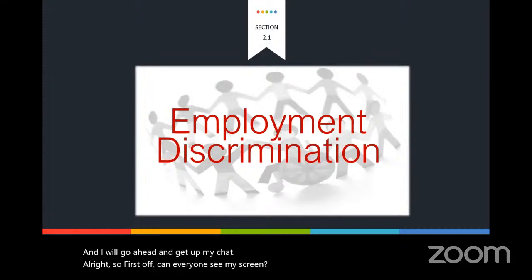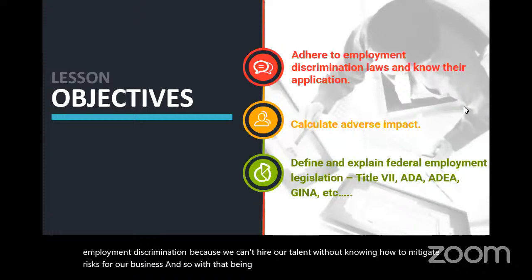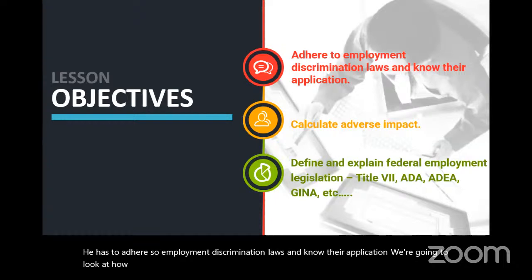Perfect. All right. So I'm going to jump into our unit for tonight. It is just right out the gate, employment discrimination, because we can't hire our talent without knowing how to mitigate risk for our business. And so with that being said, our learning objectives for this particular course are to adhere to employment discrimination laws and know their application. We're going to look at how to calculate adverse impacts.